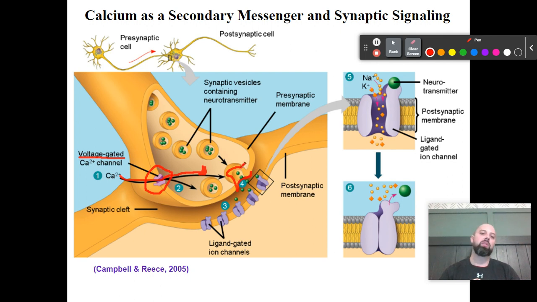Those neurotransmitters will diffuse across the synaptic cleft. That's what you're seeing here. And they can come in contact with a ligand-gated ion channel. They're showing you that here. Here is a neurotransmitter already bound to a ligand-gated ion channel. And that can stimulate the postsynaptic neuron. Depending on the neurotransmitter, it could be excitatory and cause a depolarization, or inhibitory and cause a hyperpolarization. But that is calcium as a secondary messenger.